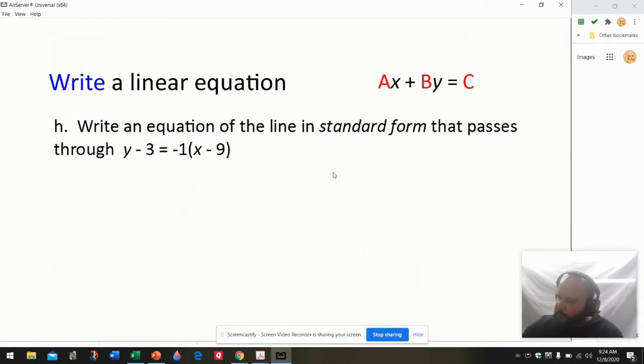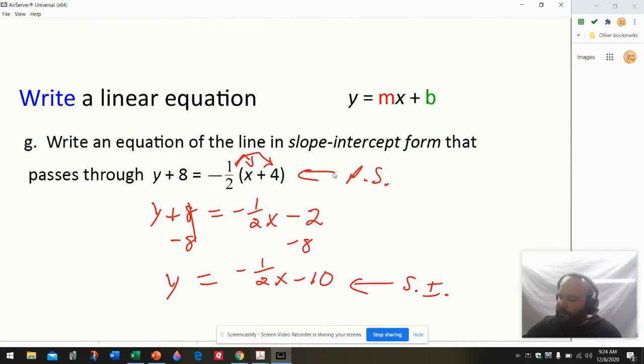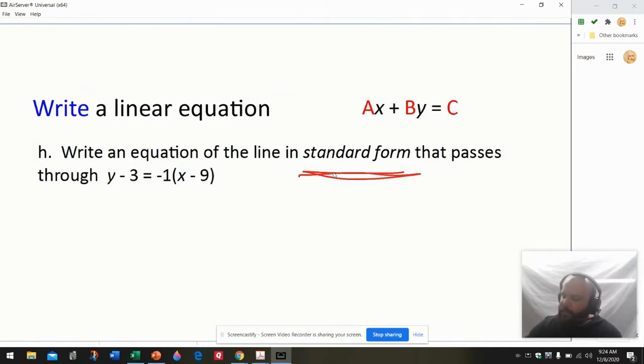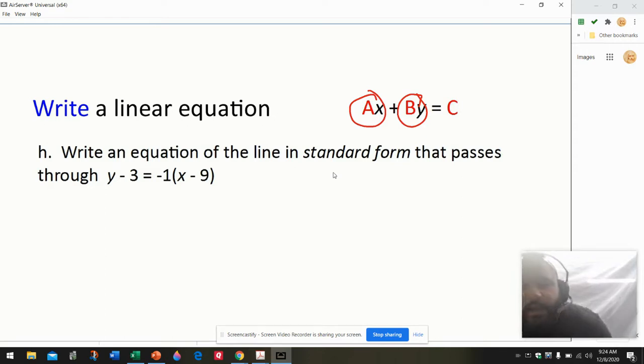Okay, so we have a few more. So this is write the equation in standard form. Okay, so the last couple of problems that we did, we had to write our final answer in slope intercept form. This time, we're going to take it from point slope form and we're going to put it into standard form. Now, standard form is ax plus by. So that means the x and the y are on the same side, and then the number, the by itself number, is on the other side by itself.